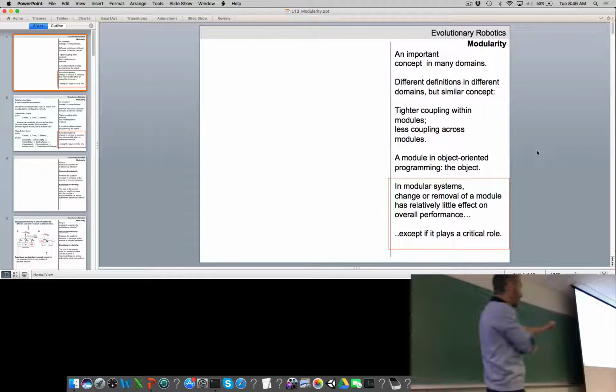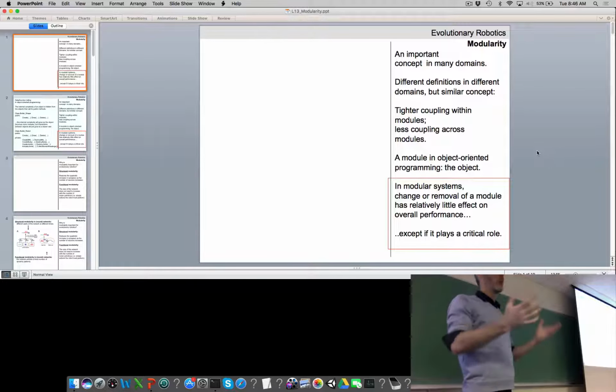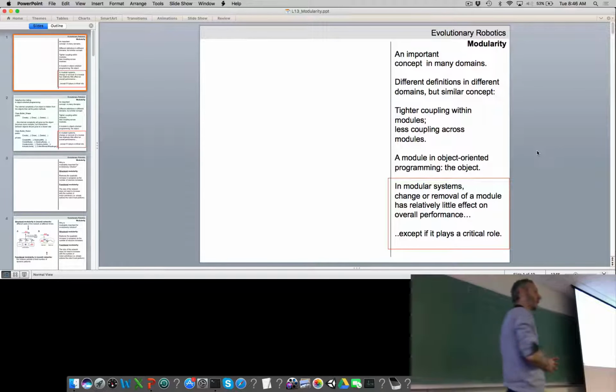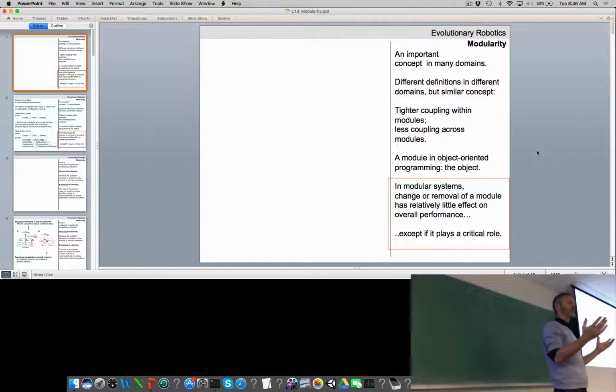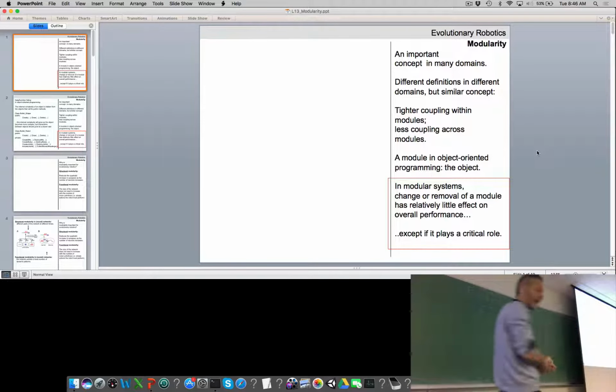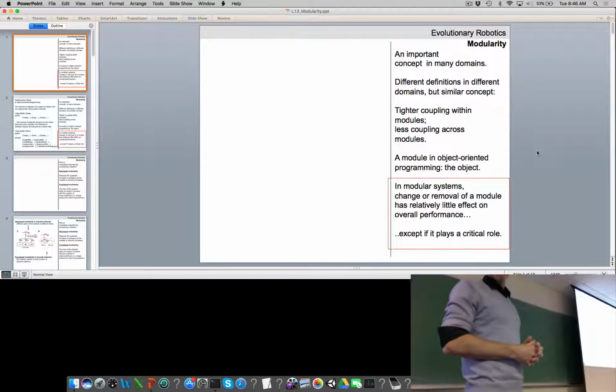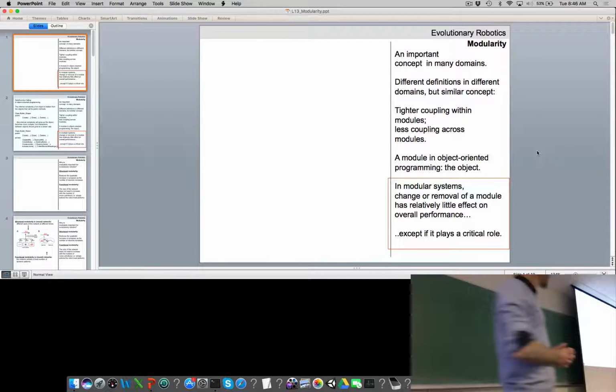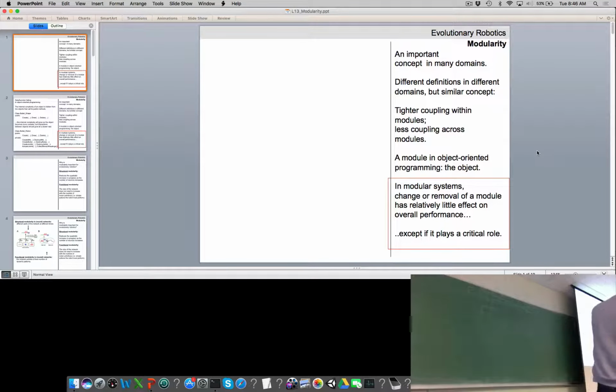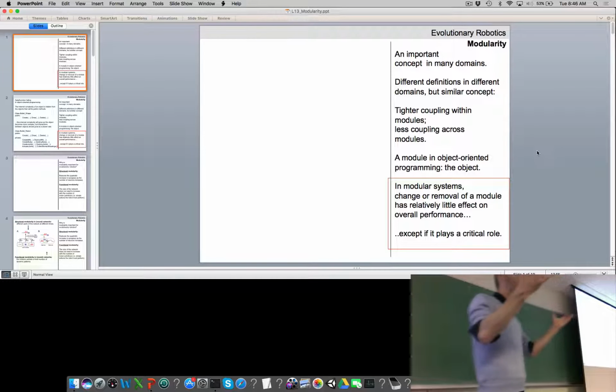Later in the lecture today, we're going to see a robot that was evolved to try and break a problem posed to it by the investigators down into smaller bite-sized chunks. So just to situate why we're talking about modularity, it is yet another one of these building blocks of intelligence. Okay, so a module, for example, in object-oriented programming is the object, right?